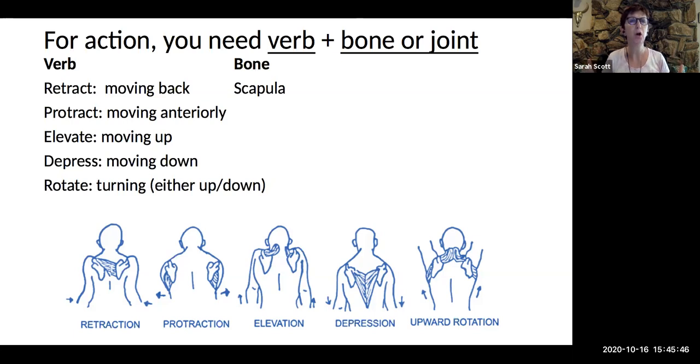So these are really small movements of your scapula. Elevation is to move superior, depression inferior, and then we won't really be focusing much on the rotational aspect of the scapula.